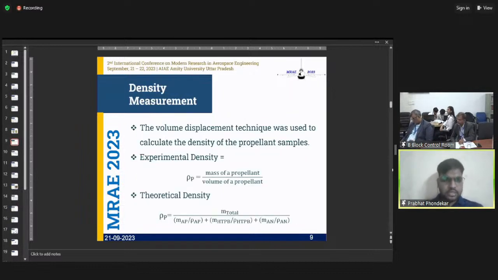Now coming to the methodology, the first test I have done is a density measurement, because the density should be high in the case of solid propellant. I have used two methods. First, for the experimental density, I have used the most commonly used volume displacement technique: the mass of the propellant divided by the volume of the propellant. And the second, for the theoretical density, I have used this formula for calculating the theoretical density.